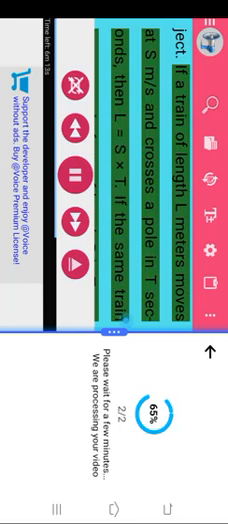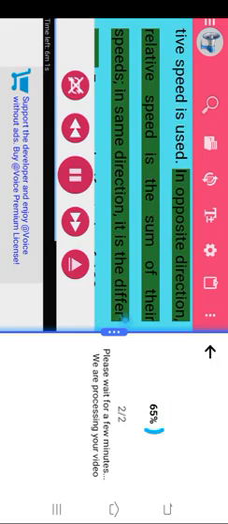If a train of length L meters moves at s meters per second and crosses a pole in t seconds, then L equals s times t. If the same train crosses a platform of length p in t seconds, then total distance is L plus p equals s times t. When two trains cross each other, either in the same or opposite direction, relative speed is used. In opposite direction, relative speed is the sum of their speeds. In same direction, it is the difference.